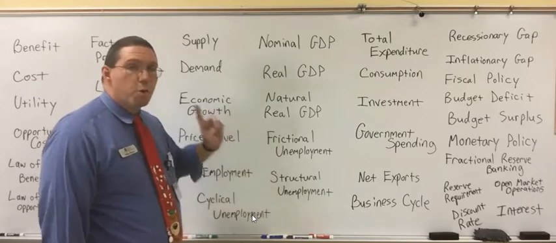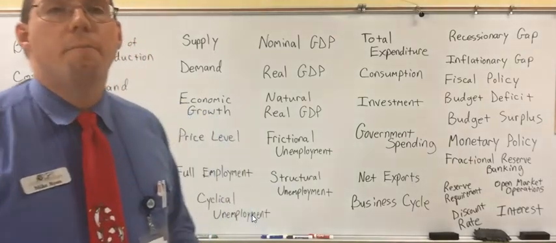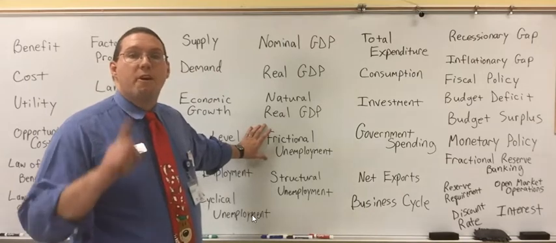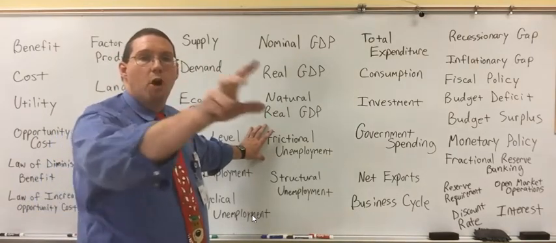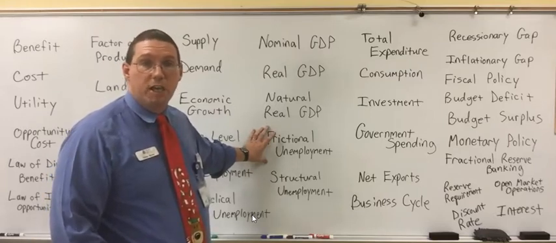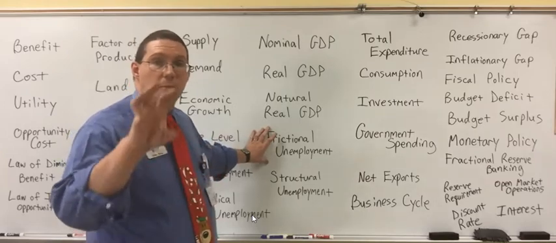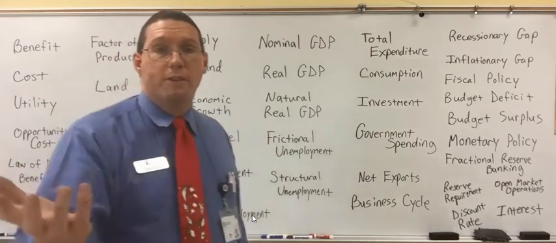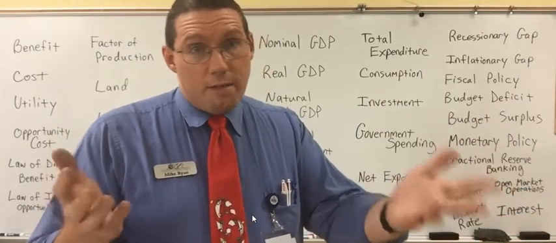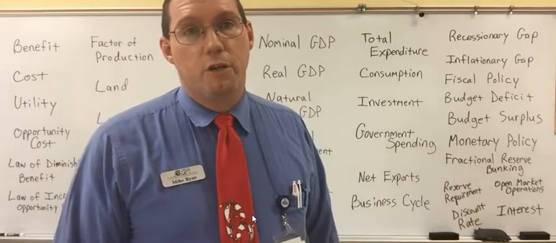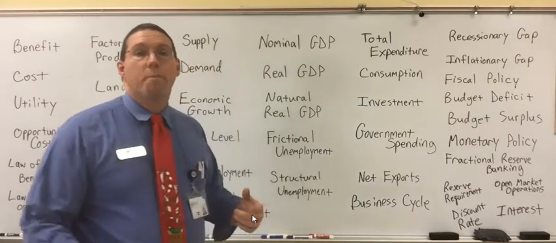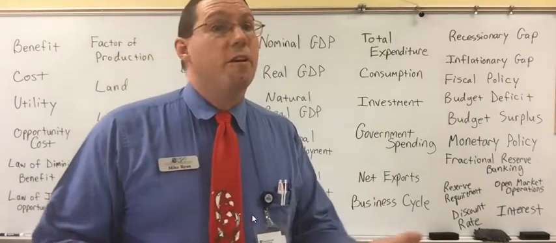Now, frictional unemployment is unemployment where the reason a person is unemployed is because they are moving from one job over to another job. A person is frictionally unemployed if they are simply moving from one job over to another job. So they quit their job, and in 2 weeks, they're going to be working at another job. But for that 2 weeks, they're out of work. That's frictional unemployment.